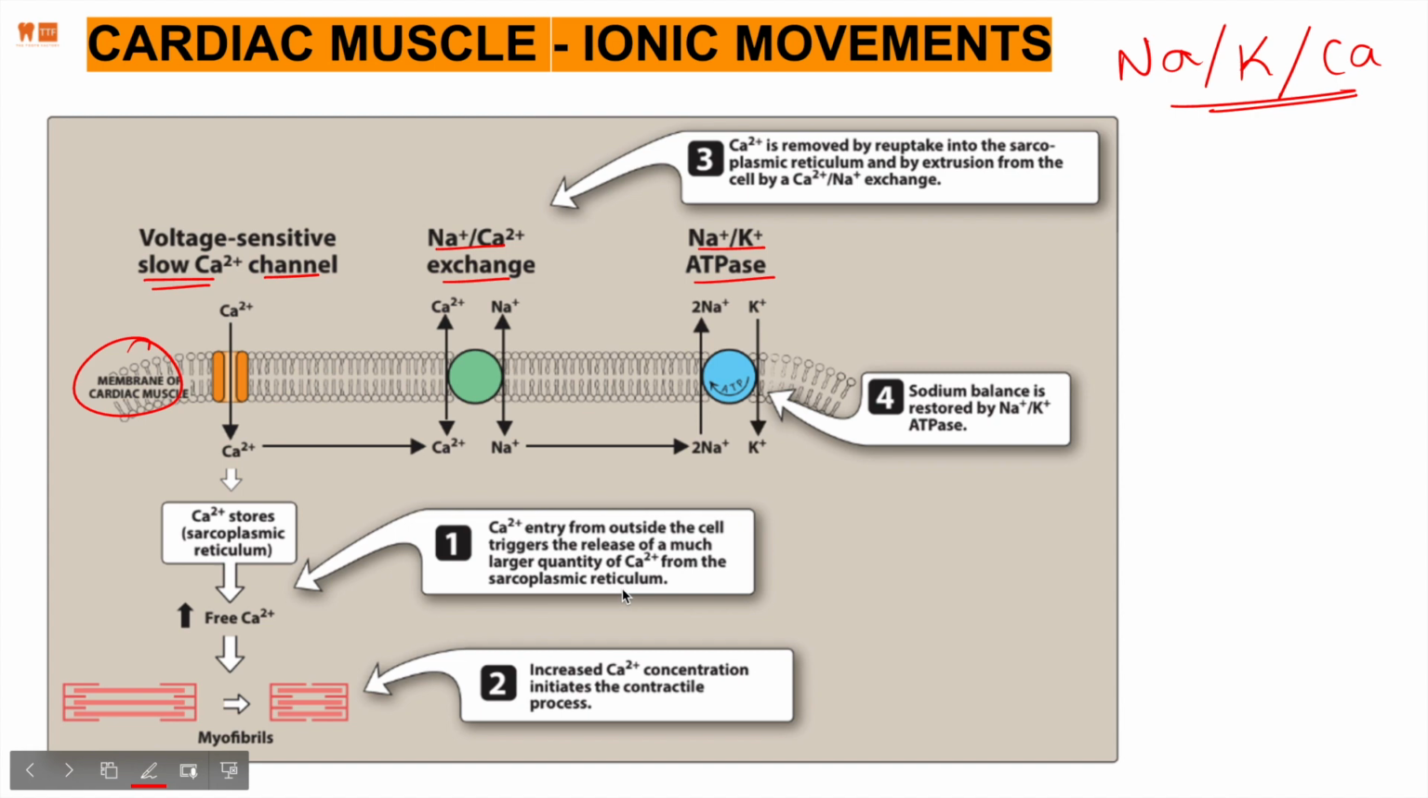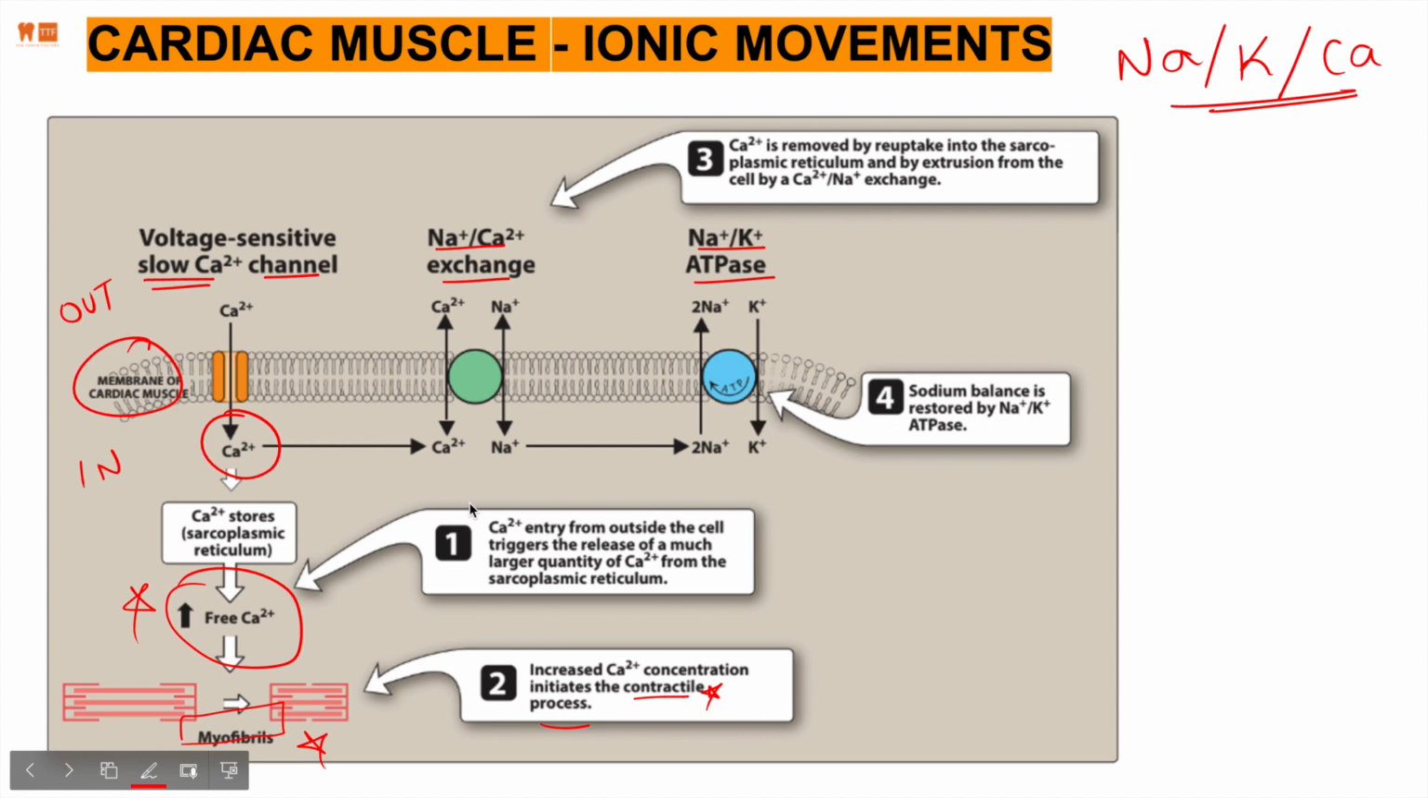from the sarcoplasmic reticulum. Okay, so when the calcium moves slowly inside the cell, now this is inside the cell and this is outside the cell. The calcium stores, which are in the sarcoplasmic reticulum, cause all this free calcium to be hitting the myofibrils. The increase in calcium concentration initiates a contraction process in the myofibrils. So calcium comes in, releases all this calcium. That free calcium goes to the myofibrils, causing a contractile motion.